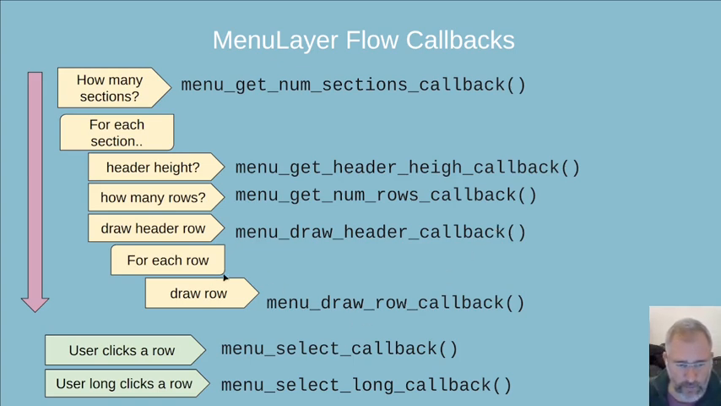And then for each of the rows, or in our case, for each of the tasks themselves, we need to call the menu row callback, which will go through and add each task in turn to that menu. Also, we need to say what we're going to do when you click a row. So we need to set the menu select callback, which is when you click a row, it then displays the task detail. We also need another callback set up for what happens when the user long clicks a row, and that's what we call the deleting callback.